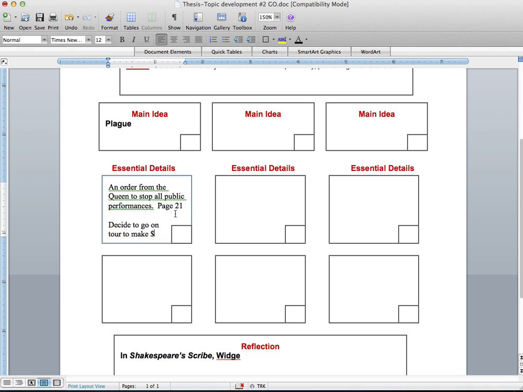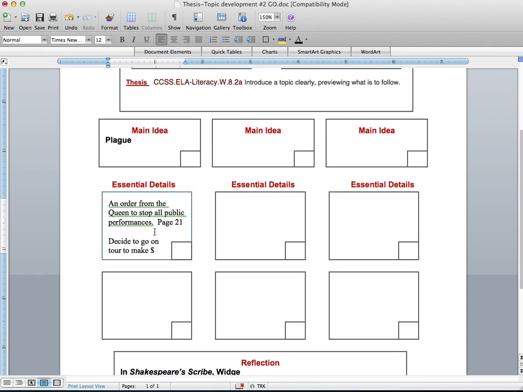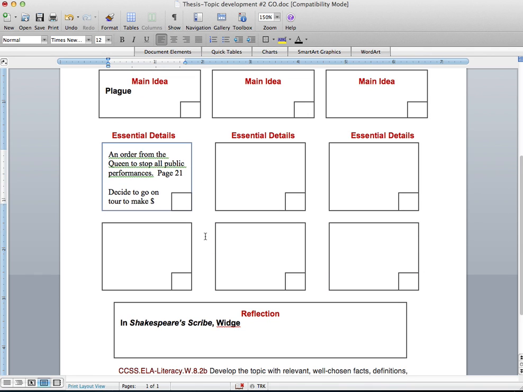All right, so what I'd like for you to do is I would like for you to identify at least 2 more main ideas, or if you don't want to use the plague, you can identify a different main idea. And I'd like for you to come up with essential details for each of your main ideas. I want at least one essential detail under each main idea, and I want at least one of them to have a page number where you found that detail, okay? And the other detail is okay if you don't have a page number. I want it to be a fact, a piece of evidence from the text, though, okay?